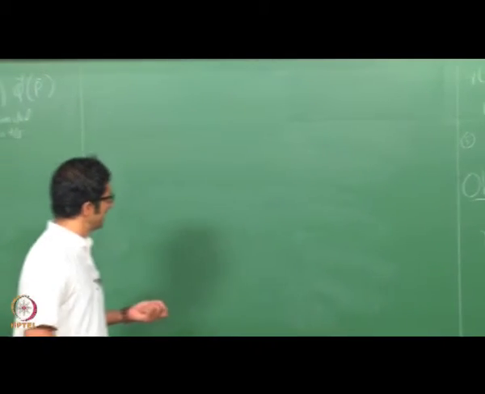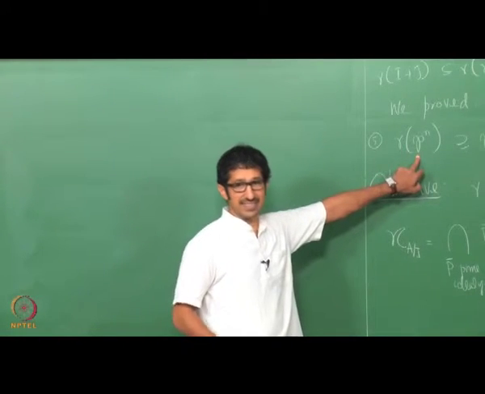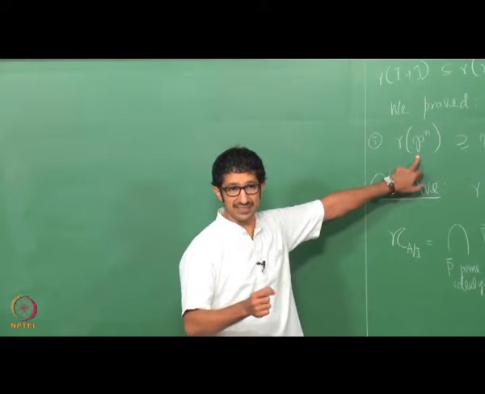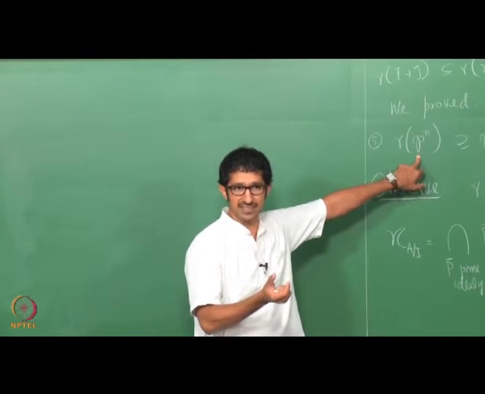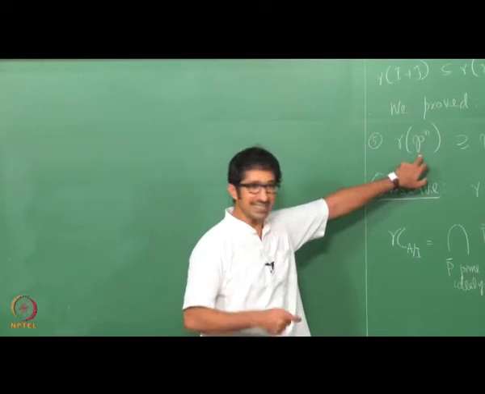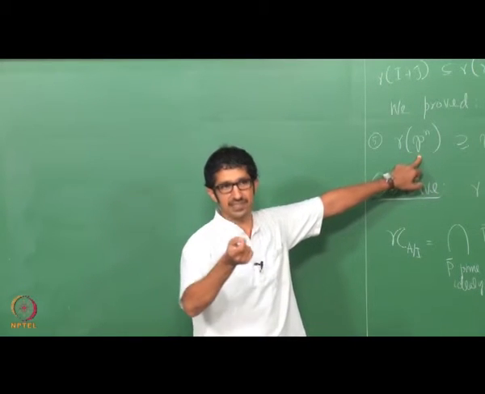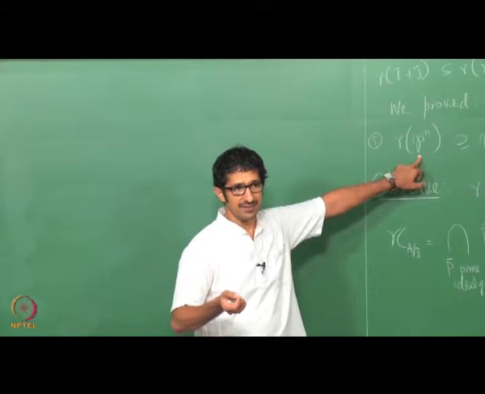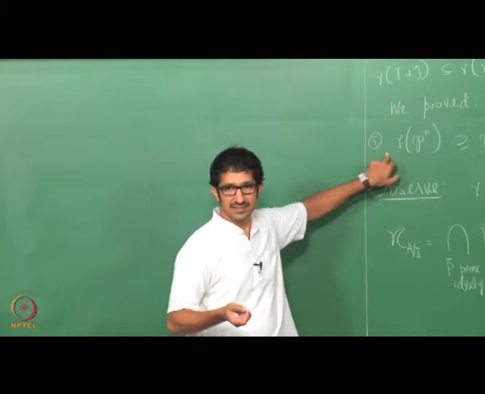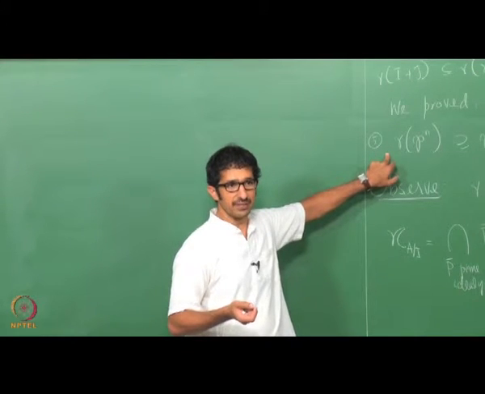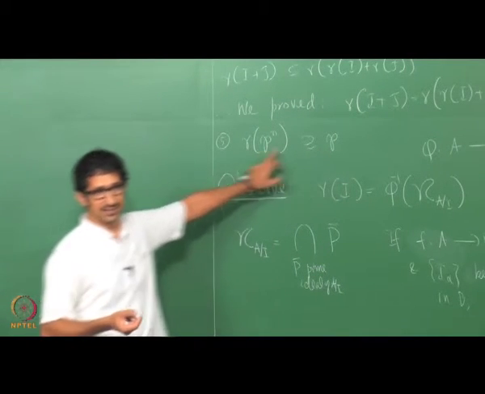Therefore, this is the intersection of all prime ideals containing p power n, and p is one such prime. Therefore, this is contained in all the elements in the intersection, in particular p. Therefore, this is contained in p. We have already proved that it contains p. Okay.